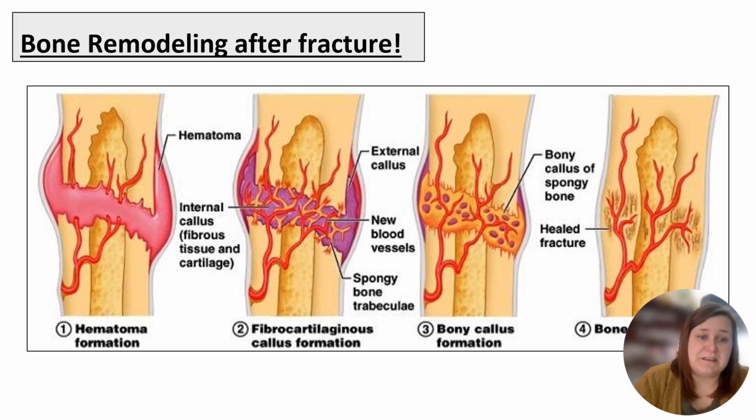So here is the process of bone remodeling after a fracture. The very first step that is going to happen is we're going to get a hematoma formation, right? So that's like a big blood clot. After that, we are going to have a fibrocartilage callus formation. And this is also when we are going to start to grow our new blood vessels through that area. And then the third step, we're going to get a bony callus formation. So that is going to be like a slightly stronger formation. And then after that, those blood vessels will go ahead and come all the way through, and that bone will be healed.